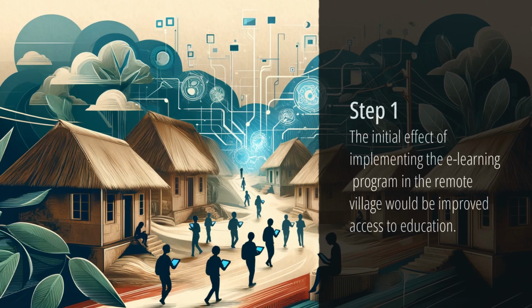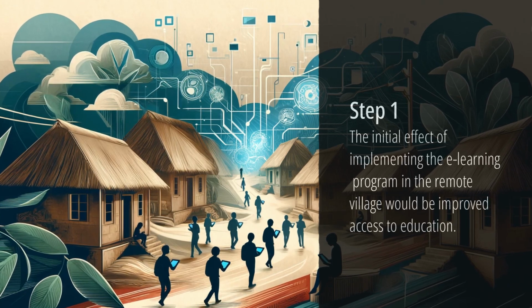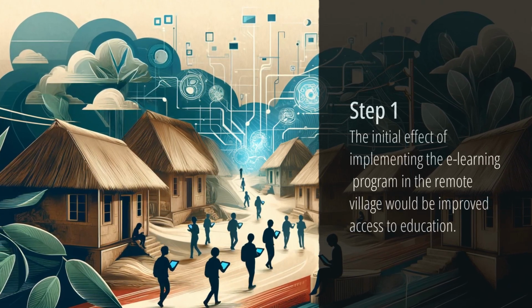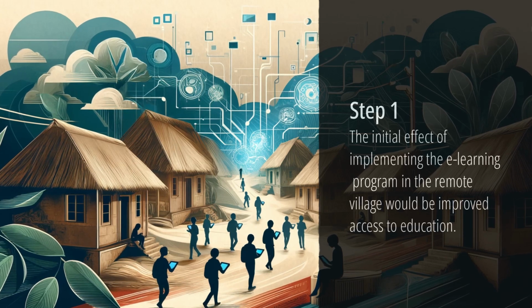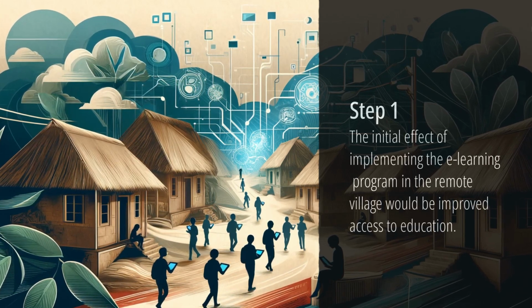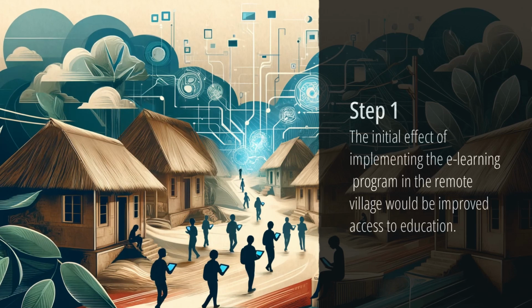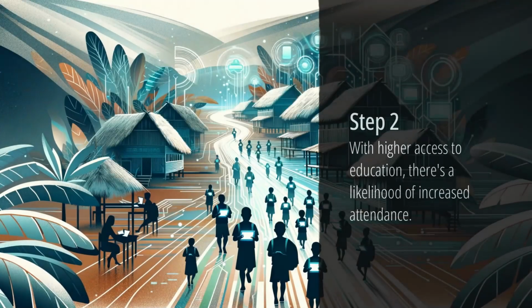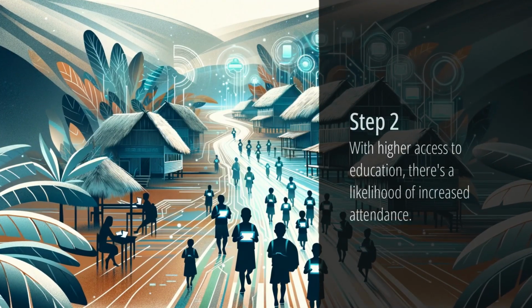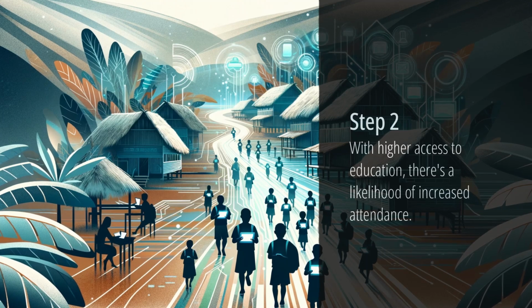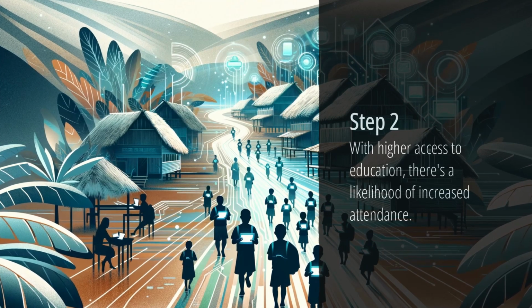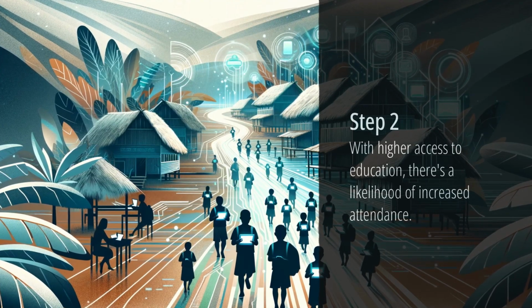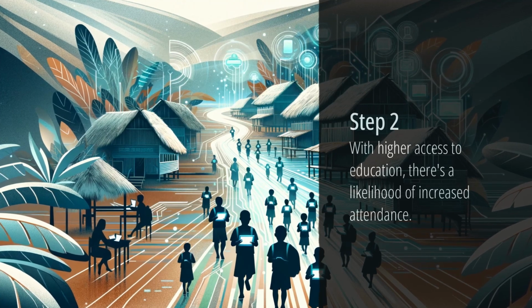Step 1. The initial effect of implementing the e-learning program in the remote village would be improved access to education. Students who previously had limited educational opportunities due to geographical constraints will now have the chance to participate in online lessons. Step 2. With higher access to education, there's a likelihood of increased attendance. Students who can now access lessons more conveniently are more likely to attend regularly. Higher attendance, in turn, can lead to improved student engagement.